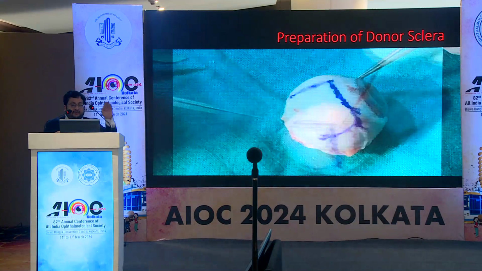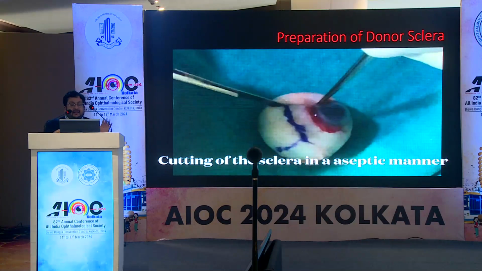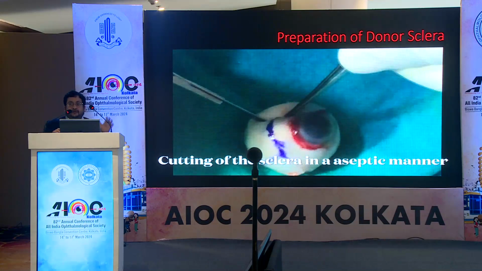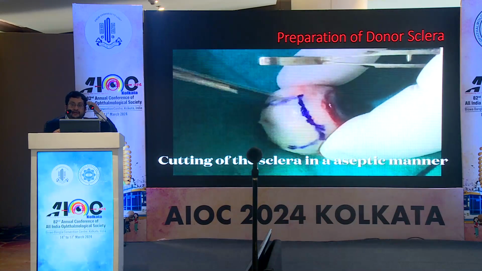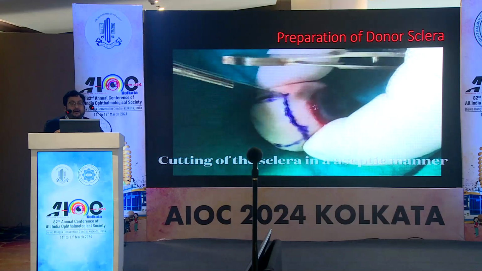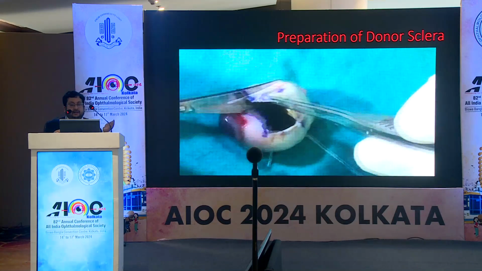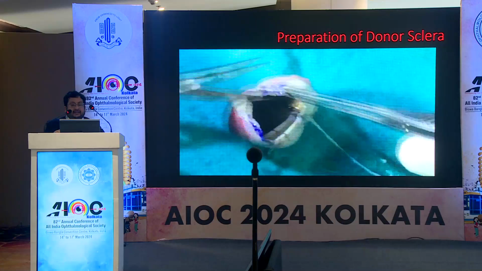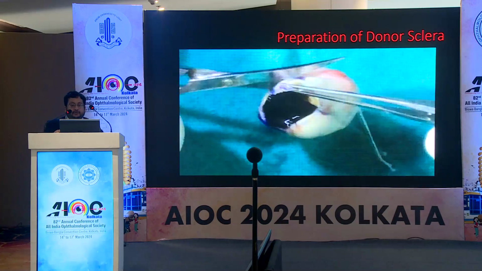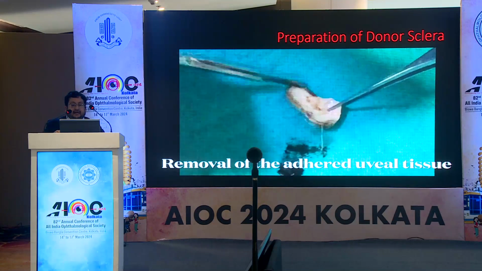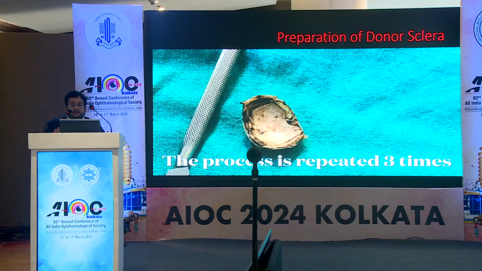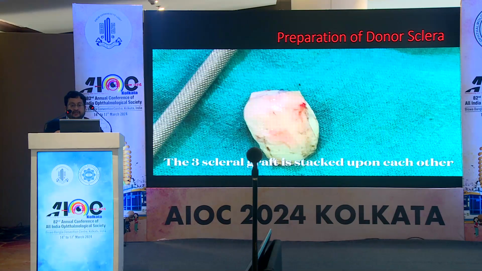Another advantage is that the peri-equatorial area of the globe actually mimics the architecture of the upper eyelid. It is convex from outside. So we are taking that part of the peri-equatorial part of the donor sclera, and after removal of the uveal tissue, we are taking 3 such donor scleral grafts.